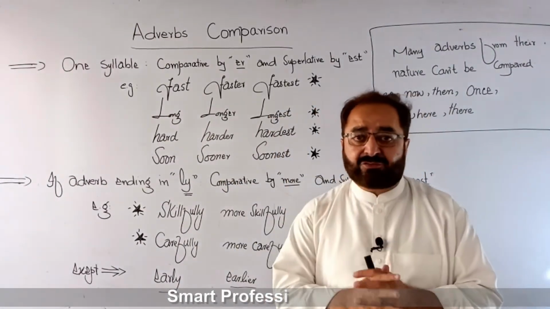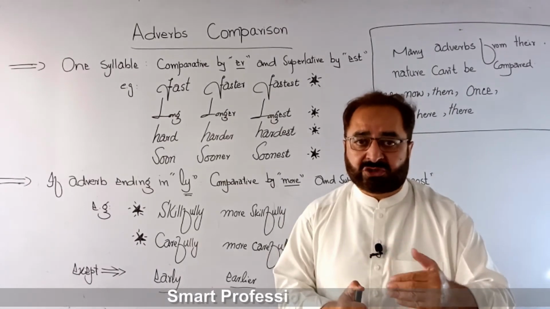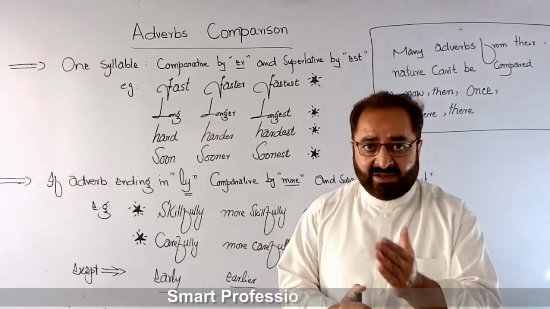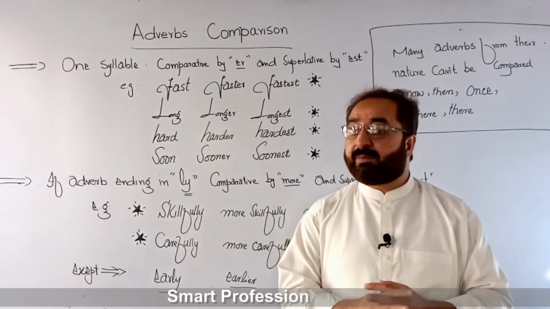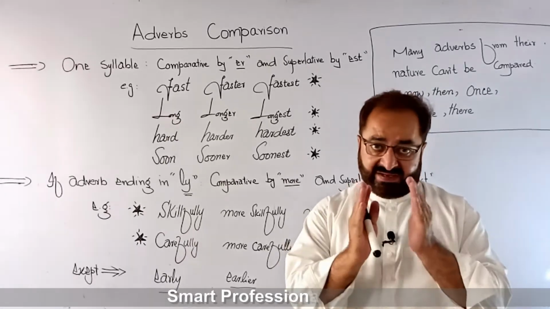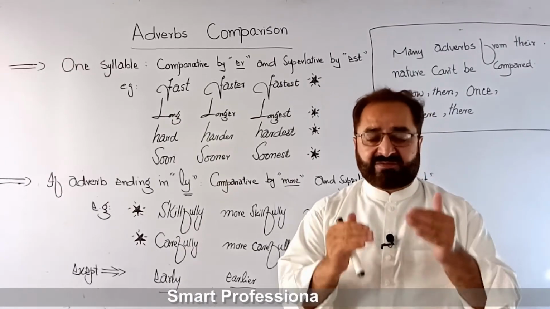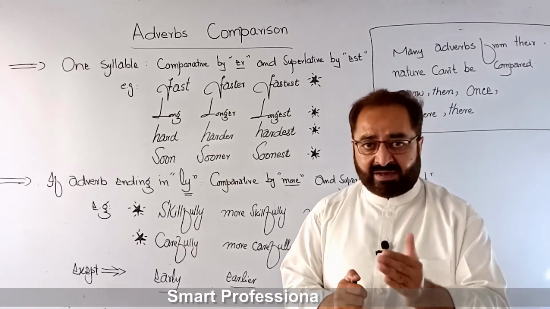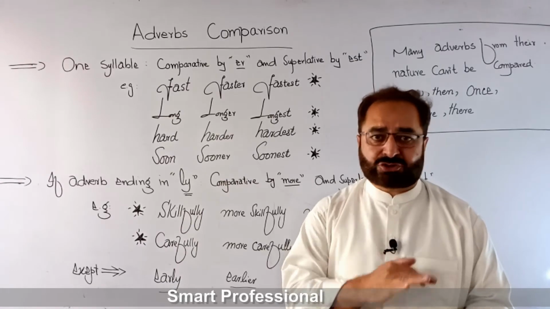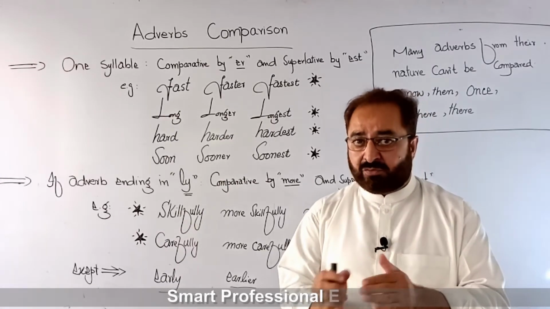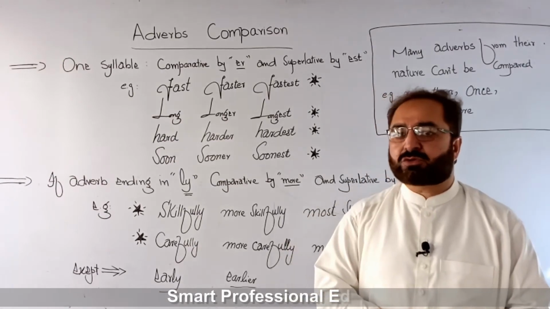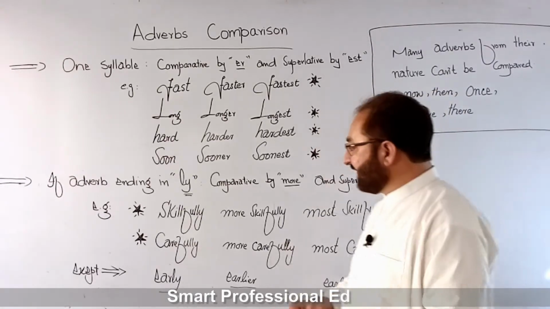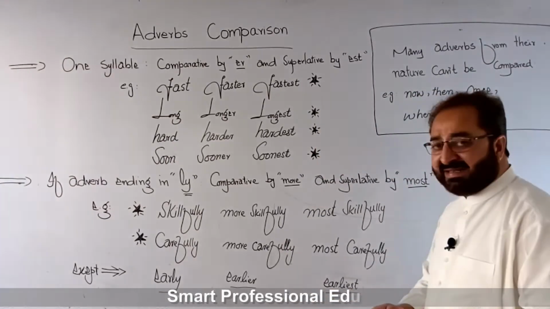So if the adverb is in its positive degree and it ends in ly, we will add more before the positive degree and it will become comparative. If an adverb in positive degree ends in ly and we want to make it superlative, at that time we will add most before the positive degree and it will become superlative. So these are about adverbs ending in ly.